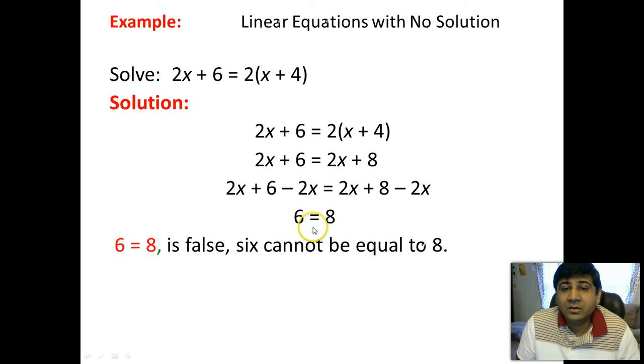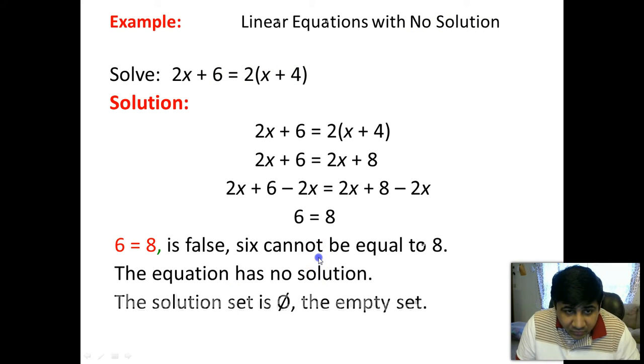This cannot be true, so this is an indication. If you get something like this, it means that this equation is wrong to start with. It's a contradiction. This has no solution, and we represent it in set notation by an empty set. The solution of this equation is an empty set.